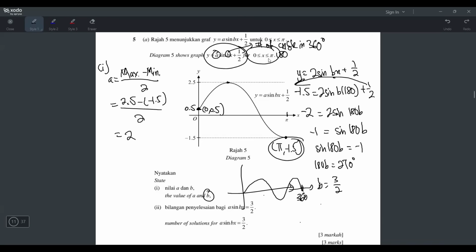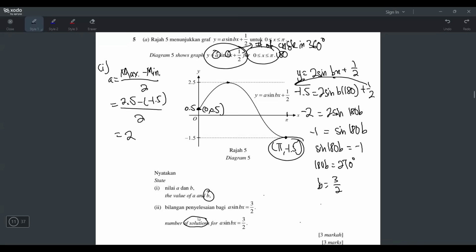Yeah, betul lah. Because if your B is 3/2, it means your B is 1.5. So it means like half of the graph, half of the graph, half of the graph. So by the time you reach 360, you complete 1.5 cycle already. Okay, so hope you understand. So I already finished my part one. Now I have to do part two.